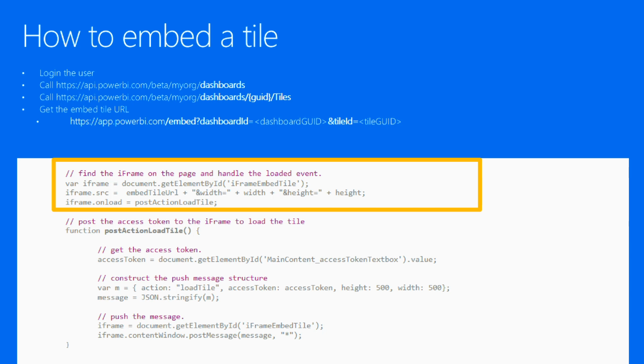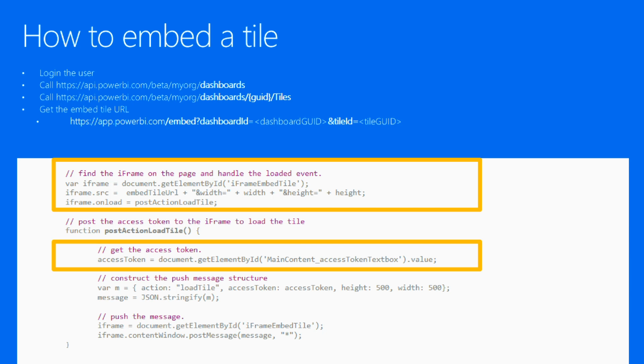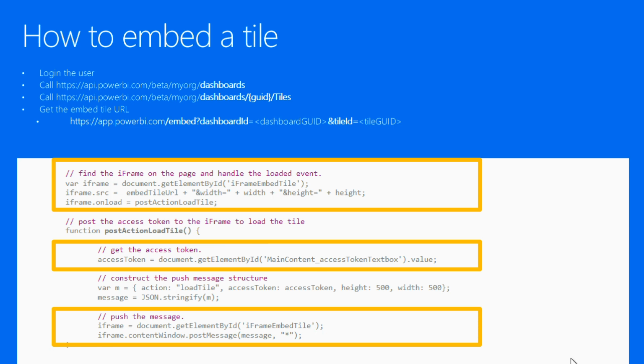And then what you're going to do is create an iframe inside your page. When you did the calls to the REST APIs to get the information about the tiles and reports, you had to get that access token by generating that login flow. You'll use that same access token here to actually render the report. So once you've gotten the access token, you'll open up the iframe.